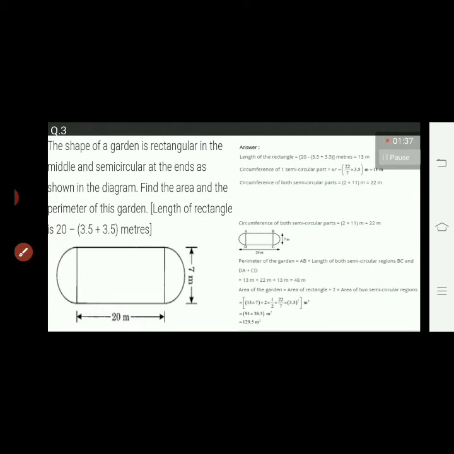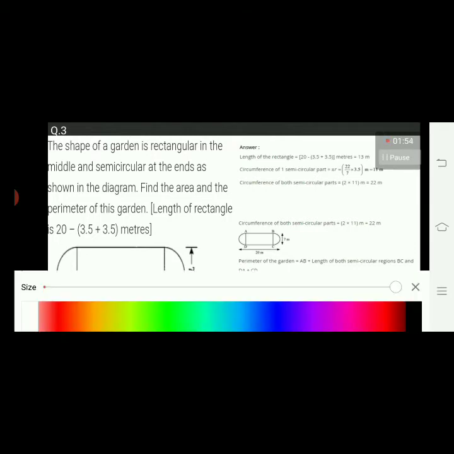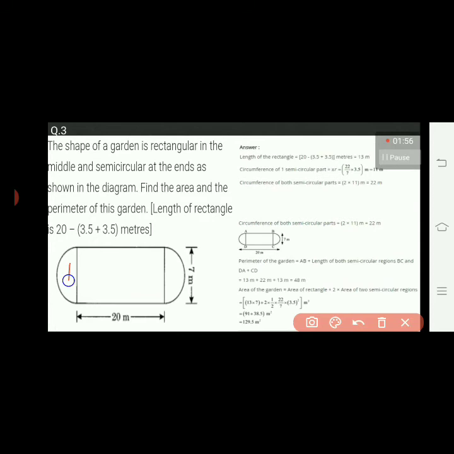Question number 3. The shape of a garden is a rectangle in the middle and semicircular at the end shown in the figure. Find the area and the perimeter of this garden. ठीक है, first of all we'll calculate the perimeter of the garden. Here you can see this figure is divided into 3 figures. Like here you can see this is one figure, this one is another figure, and this is the third figure. If you'll observe the first and third figure, they look like a semicircle.